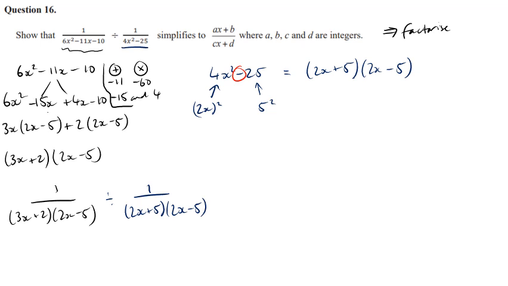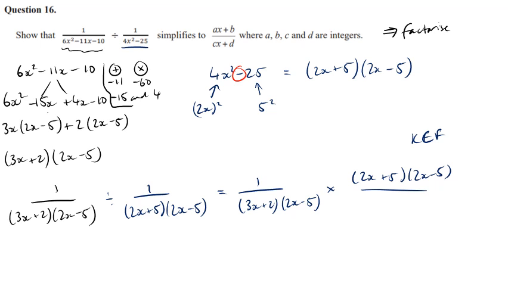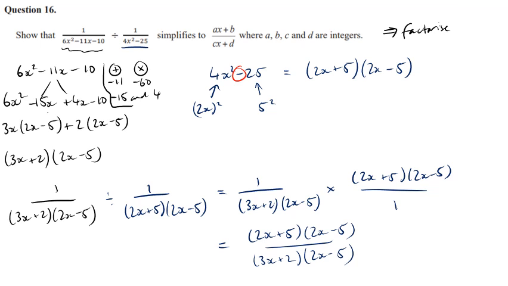And hopefully you can see we've got a repeated bracket there, which is going to help us cancel it. Now, if we're dividing by a fraction, remember that's the same as multiplying by the reciprocal of it, or you can think change, flip, keep: keep the first fraction, change the division to a multiplication and flip the second. And then we've got a repeated bracket, which we can cancel out.